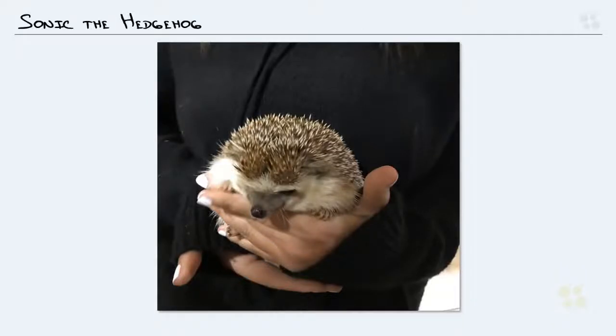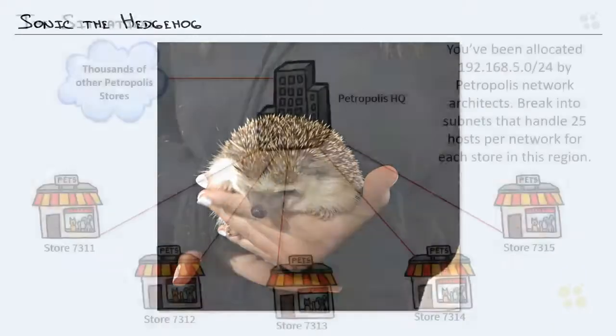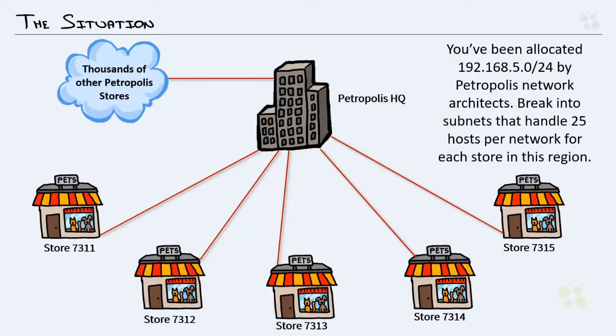A moment of homage to Sonic the Hedgehog, which inspired Petropolis, which is now expanding once again, but changing the story, as our dear business owner had said, to take 192.168.5.0/24, this is our network, and break it into subnets that handle 25 hosts per network.